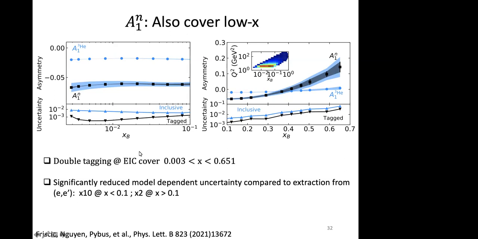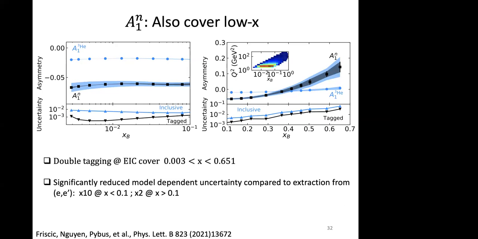With this result, I want you to take away two messages. For the EIC measurement, we can have really large coverage in X, from low to the valence region, and a larger Q square range to study the Q square dependence. And with the double tagging measurement, we significantly reduce the model dependent uncertainty compared to traditional extraction using inclusive data. We can gain around 10 times better uncertainty at X smaller than 0.1, and a factor of 2 even more at X bigger than 0.1.